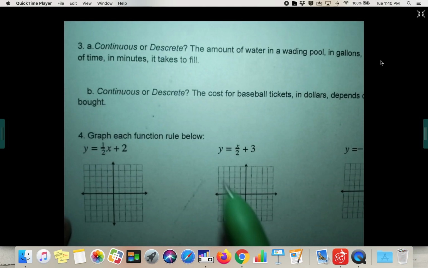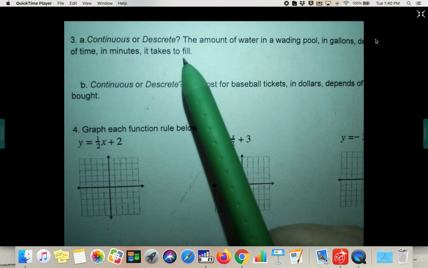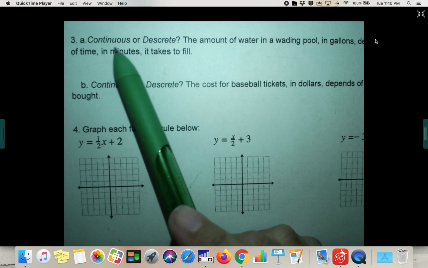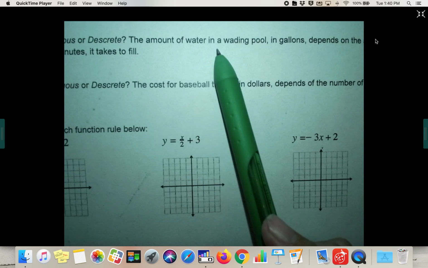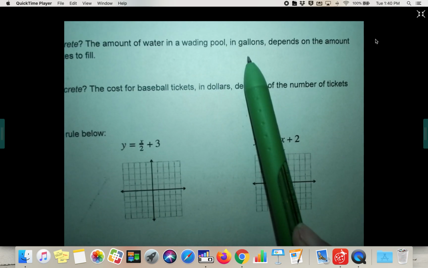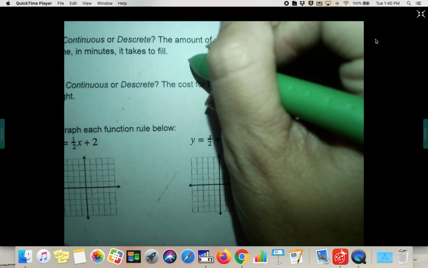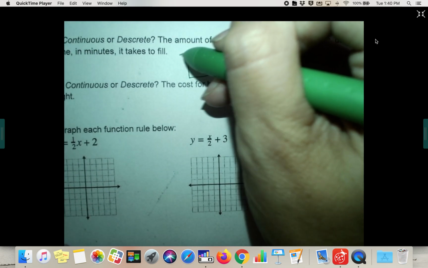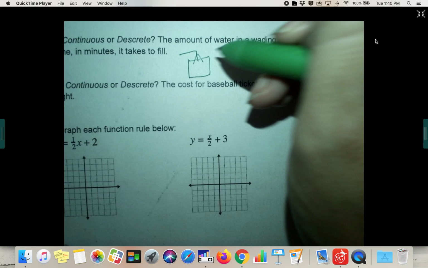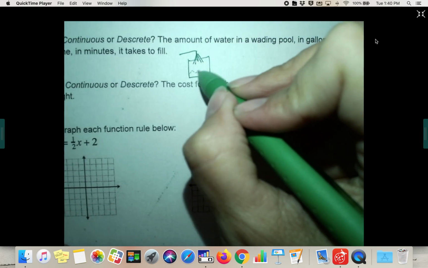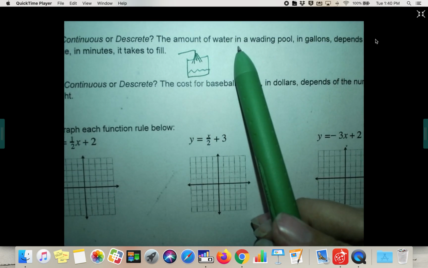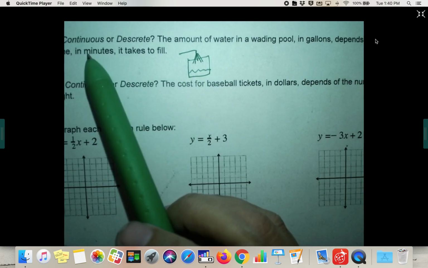Okay, let's look at the back. Just a couple of quick situations just to determine whether it's continuous or discrete. So the amount of water in a wading pool in gallons depends on the amount of minutes it takes to fill. So if I have something that's putting water out, this is a terrible drawing, but the amount of water that's in the wading pool depends on the time in minutes.